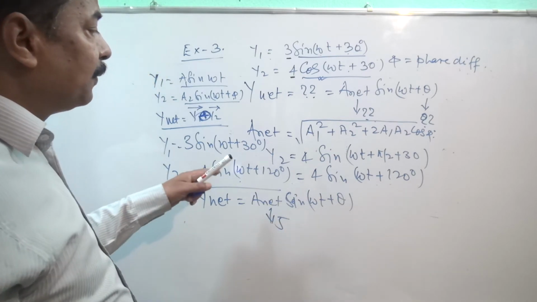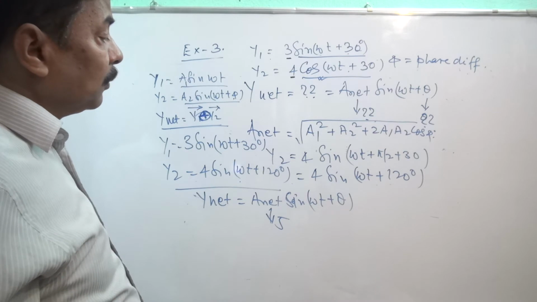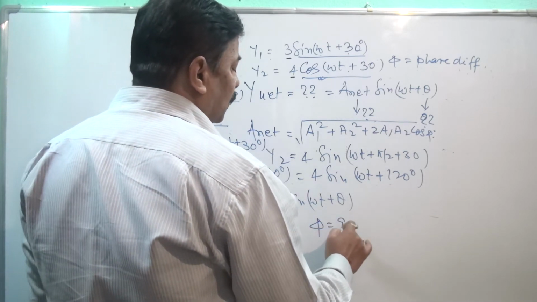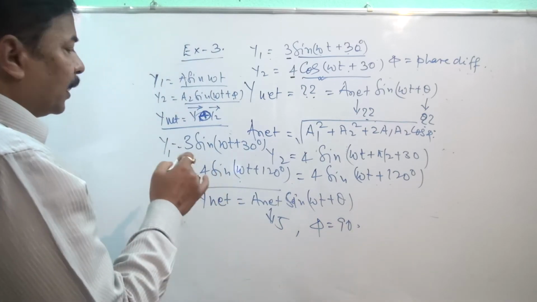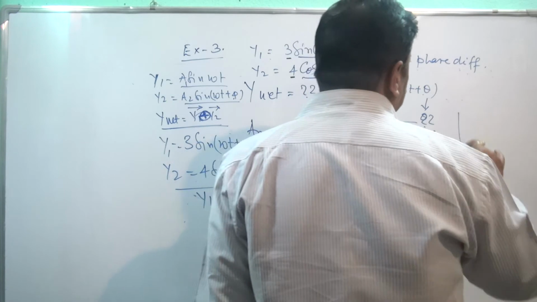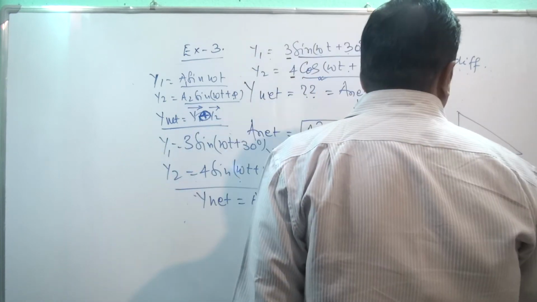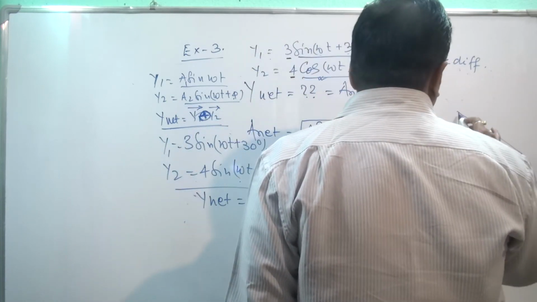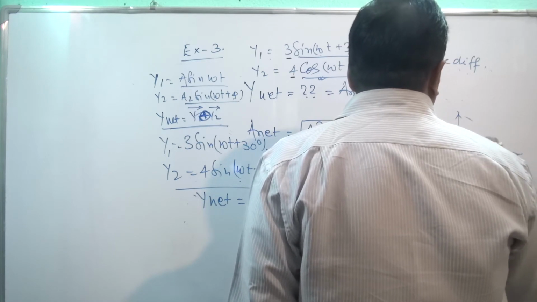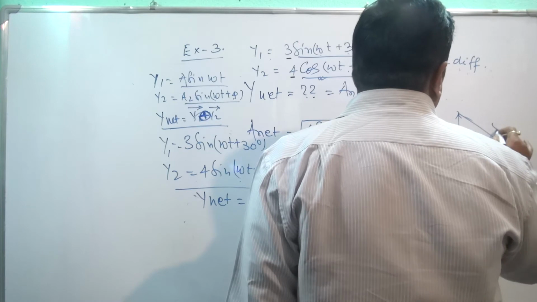And what is the phase difference? Phase difference will be 90. Phi is 90. So what you are getting? You are getting it in this way, that here a1 is 3, a2 is 4, and this is 5.